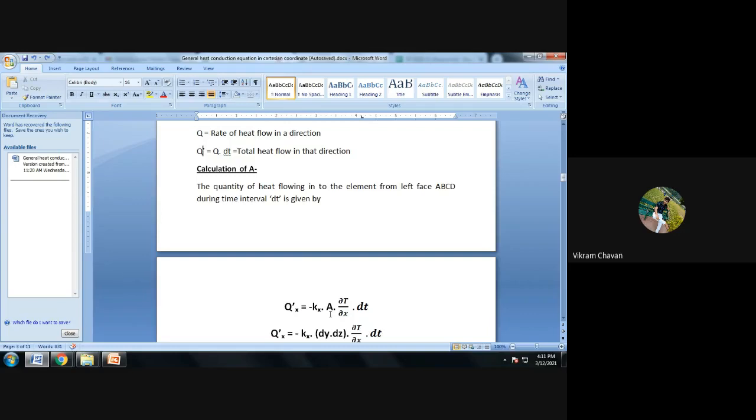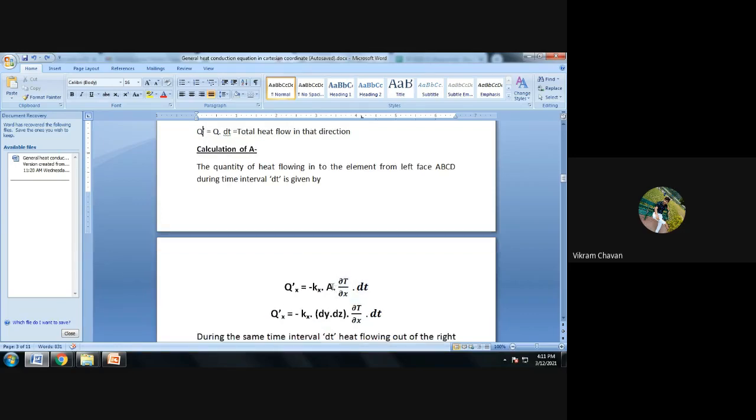Okay, further we know that the area of face ABCD is equal to dy multiplied by dz. Which area is this? The area which is perpendicular to the direction of heat flow, according to Fourier's law. So the area will be introduced as dy multiplied by dz.